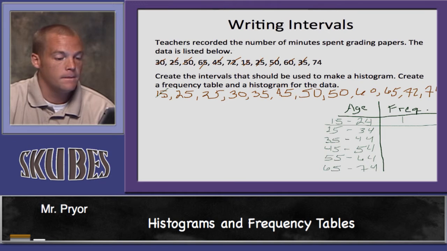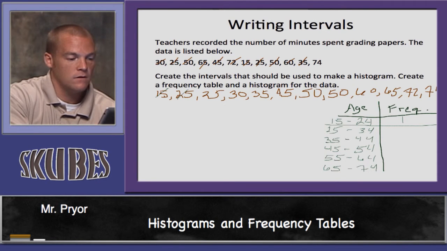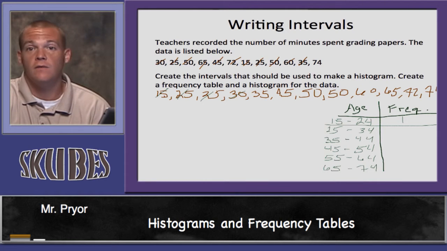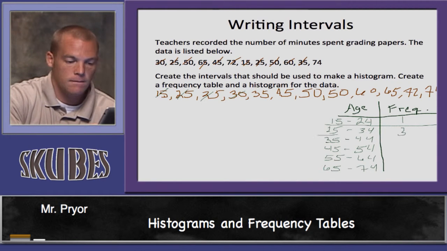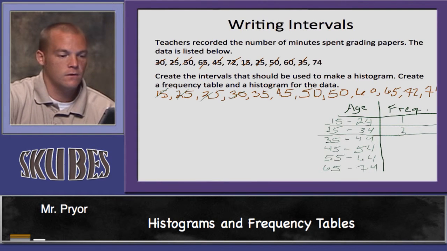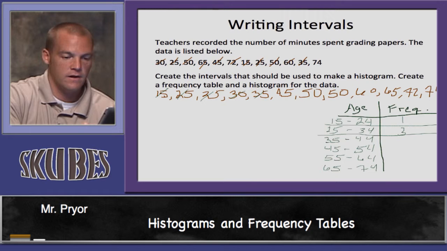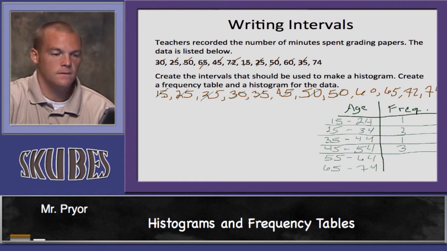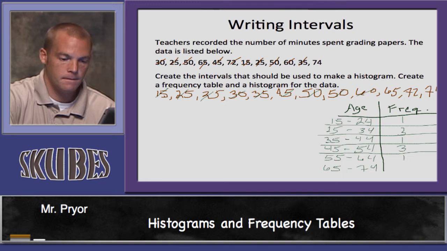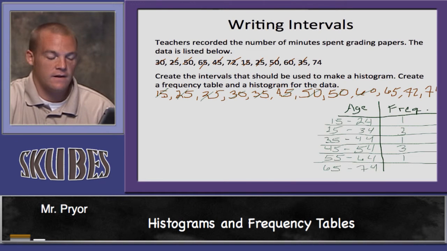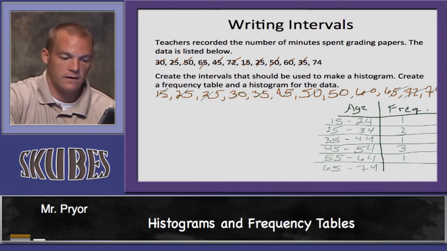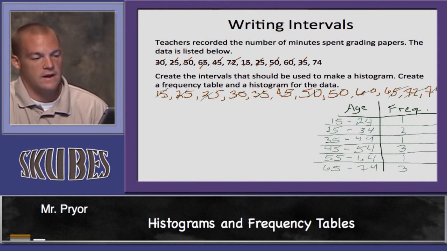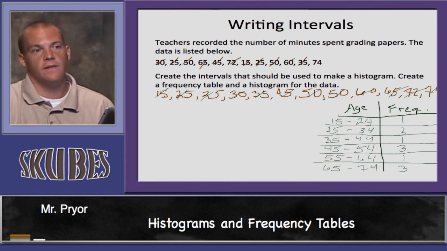So the next one is going to be 25 to 34. So there's 1, 2, 3 numbers that fall between 25 and 34. So 3. All right, 35 to 44. There's going to be 1 again, just 35. 45 to 54, so there's 1, 2, 3. 55 to 64, that's going to be 1 again. And then 65 to 74, you can see we have 1, 2, 3 values. 3 values.